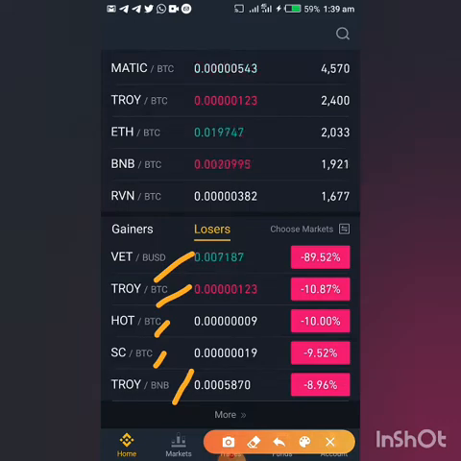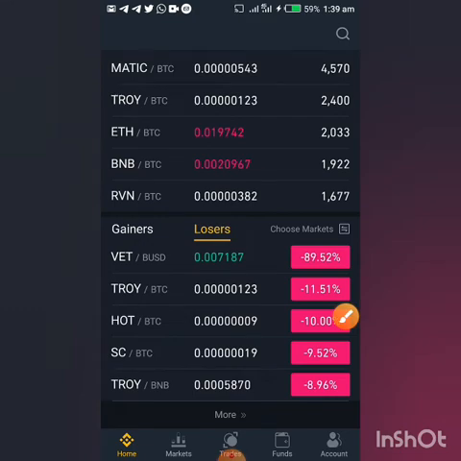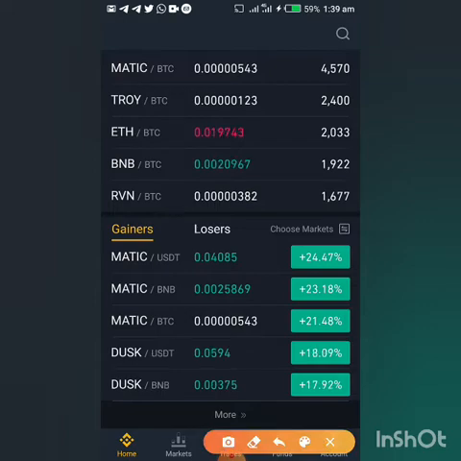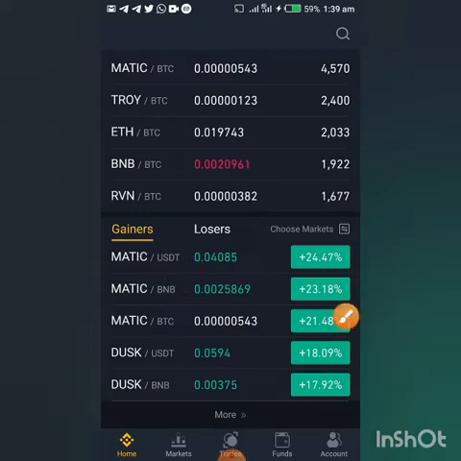So it is irrespective of the market you're analyzing the coins on. Virtually all the coins and their various markets come out here to tell you the one that has gained most and the one that has lost most. The same is applicable for the gainers too, it's not only for the losers. You can see Matic is still thriving, and virtually all the markets of Matic are doing well. BTC is doing well, BNB is doing well, USDT is doing well. They are all doing very well.